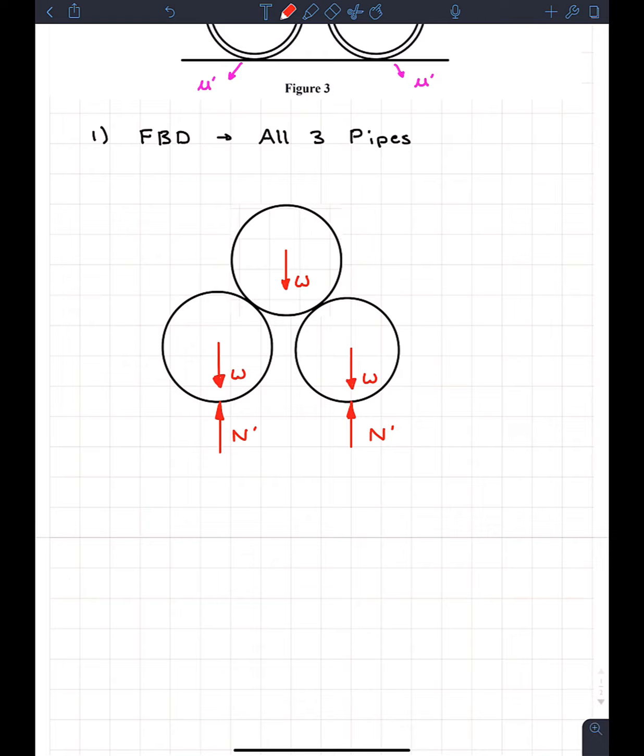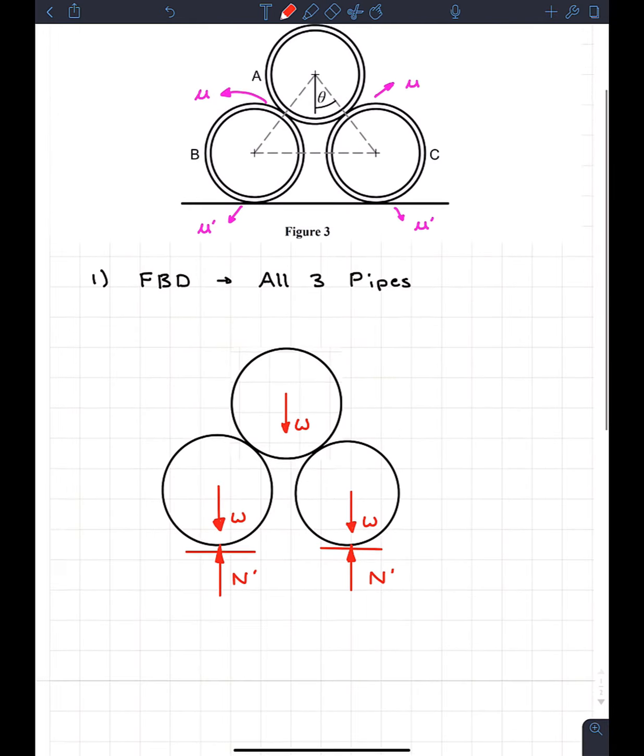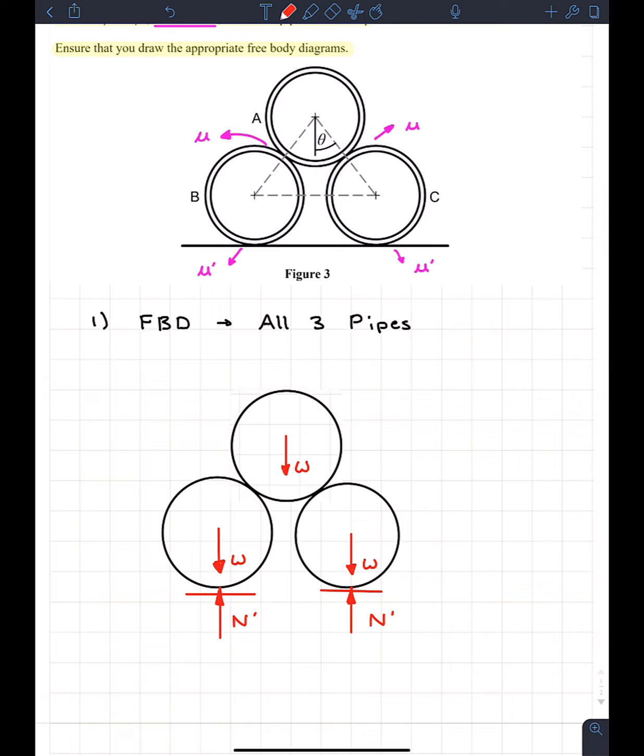And now we have to draw friction forces, because of course whenever we have that normal force, there's going to be a frictional force. So at the bottom of these 2 pipes, there's going to be a frictional force. But now we have to figure out, what's the direction of these frictional forces going to be? We don't know if it's going to go to the left or to the right. And this is where we have to use our intuition and think about how this system works. How does this system move?